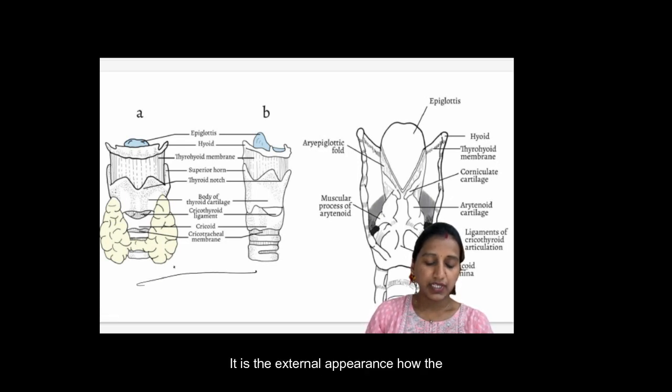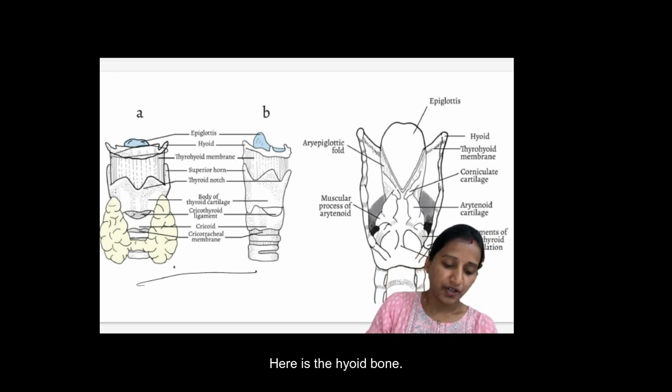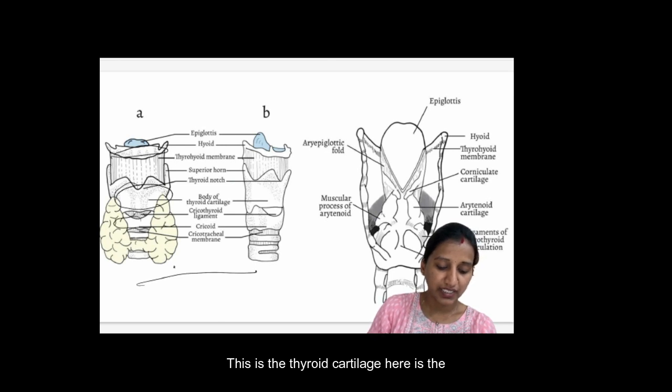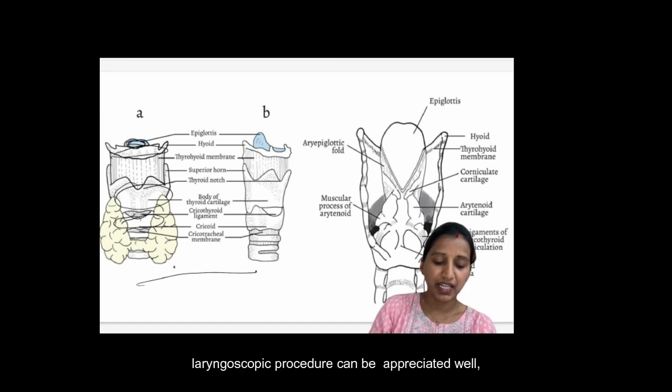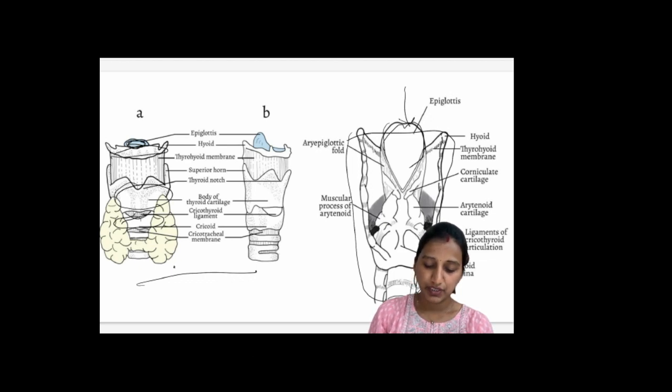Next, this is the image on the right side. It is the external appearance, how the larynx basically looks. Here is the hyoid bone. This is the thyroid cartilage. Here is the cricoid cartilage. And attaching each other are the ligaments seen. This is the epiglottis, which is appreciated here, but while performing the laryngoscopy procedure can be appreciated well. This is how the internal inlet of the larynx basically looks internally, and these are the structures. This is the epiglottis, which can be appreciated while performing a laryngoscopic procedure.